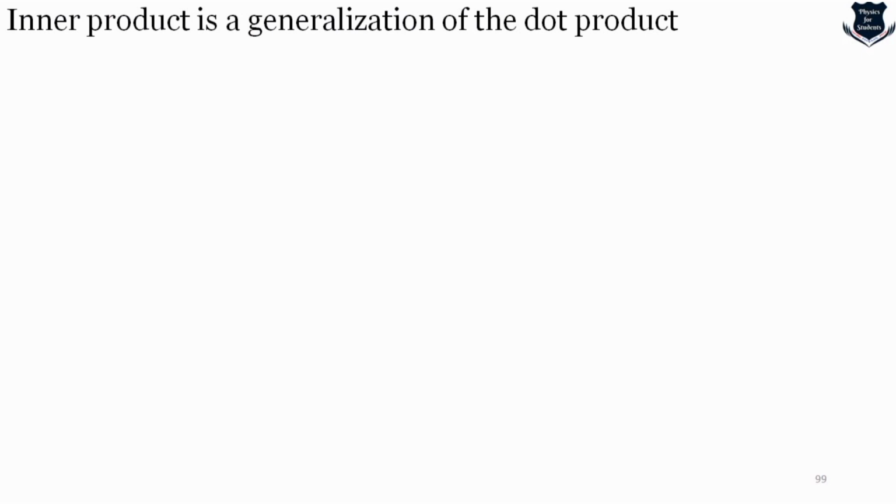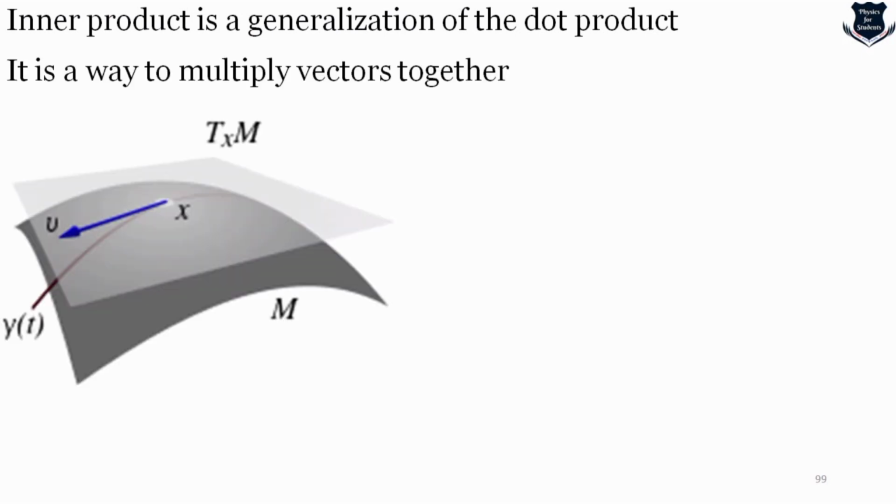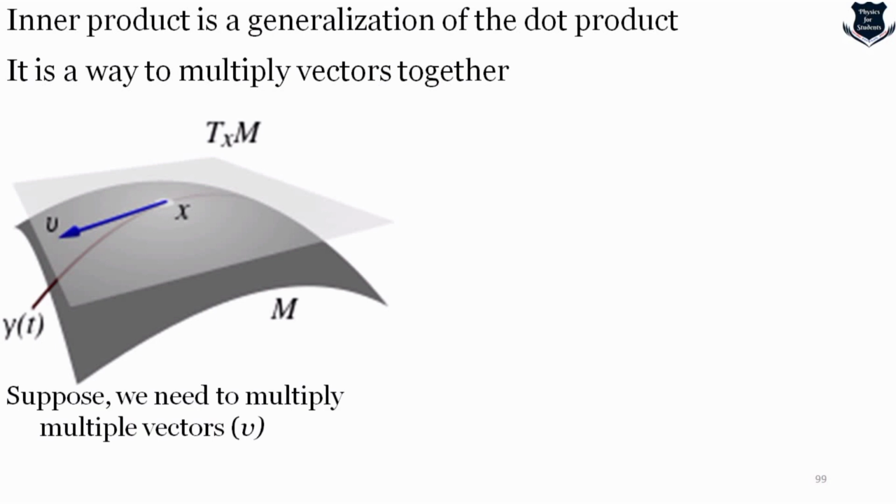So we know that the inner product is the generalization of the dot product. It is a way in which we can multiply vectors together, right? So if I take this kind of a manifold M, and for example, we need to multiply multiple vectors on that manifold. Why do we need multiple vectors? Because we are moving in different directions. The matter, which we saw in the stress-energy-momentum tensor, is moving in different directions. So it takes this form. Moving in different directions, it is marked by V.